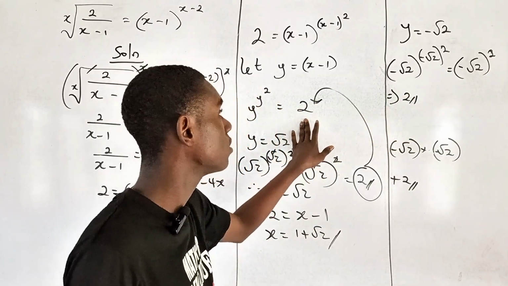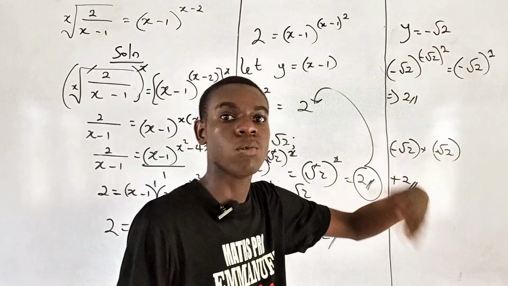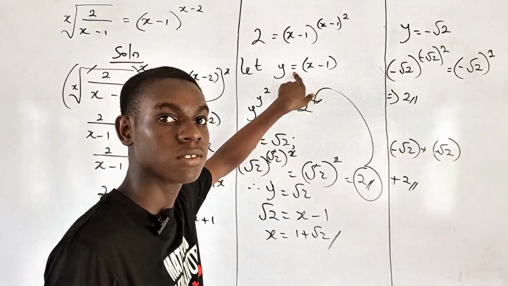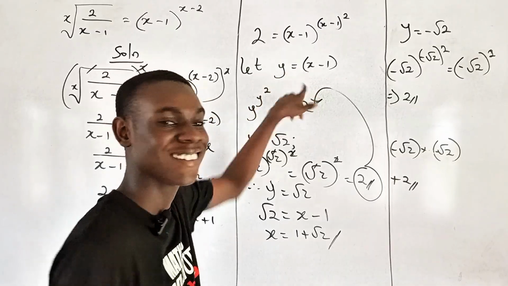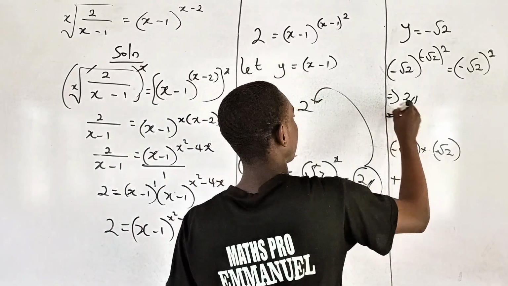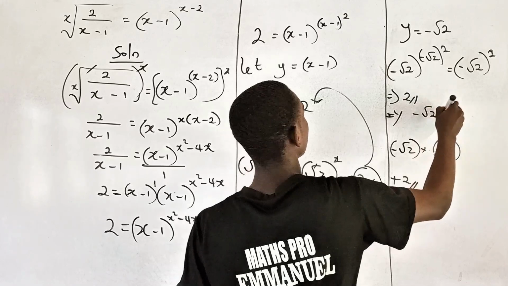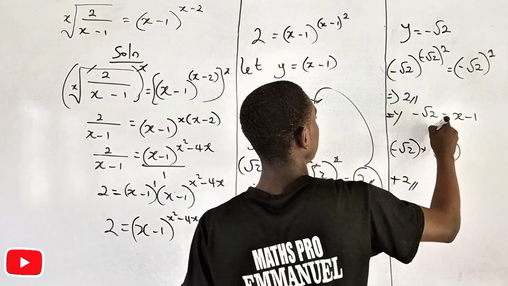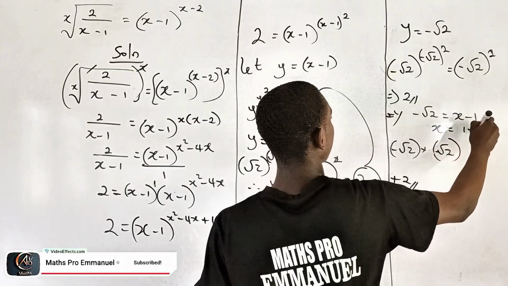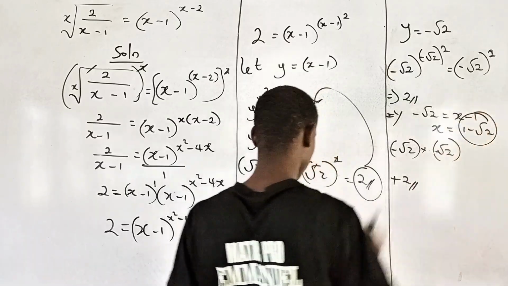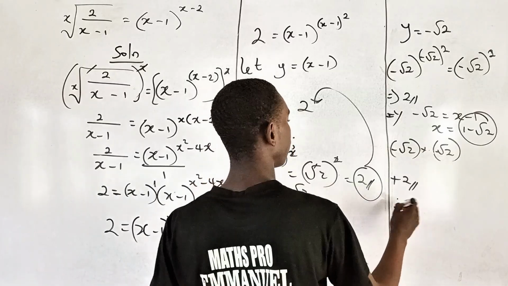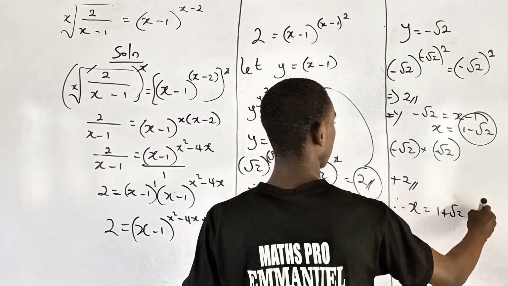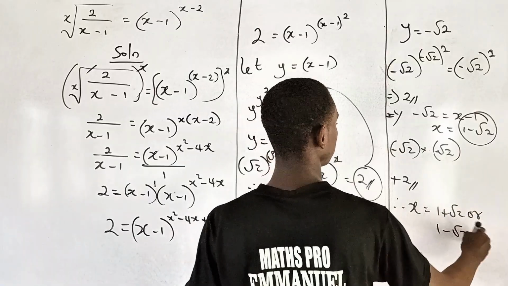So now, when y is equal to minus root 2, I can put minus root 2 in this place. I now put minus root 2 here. So if I put minus root 2 there, I'll have minus root 2 equal to x minus 1. So if I make x the subject now, x will be equal to 1 minus root 2. So this is the second value, this is the first value. So finally, x is equal to 1 plus root 2 or 1 minus root 2.